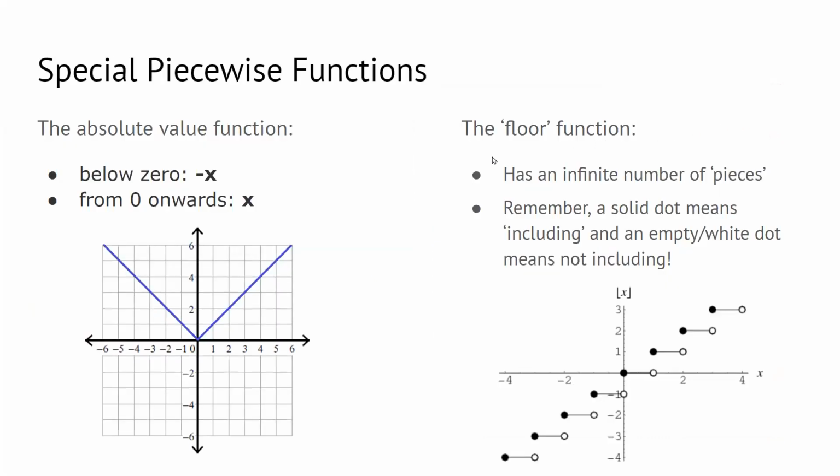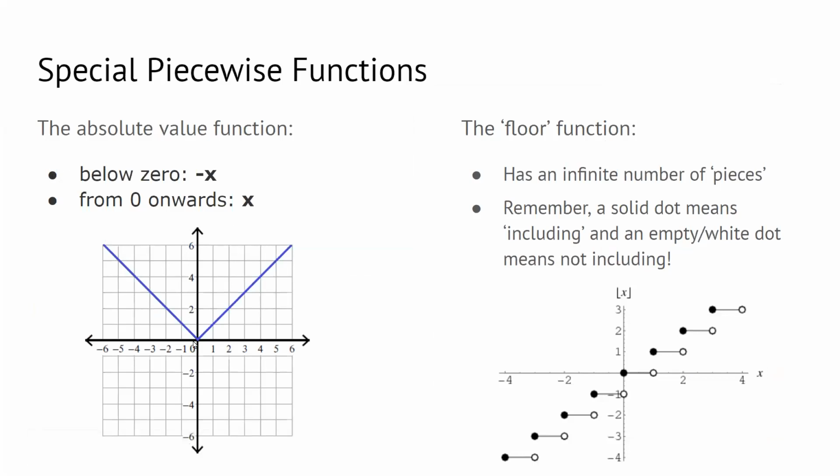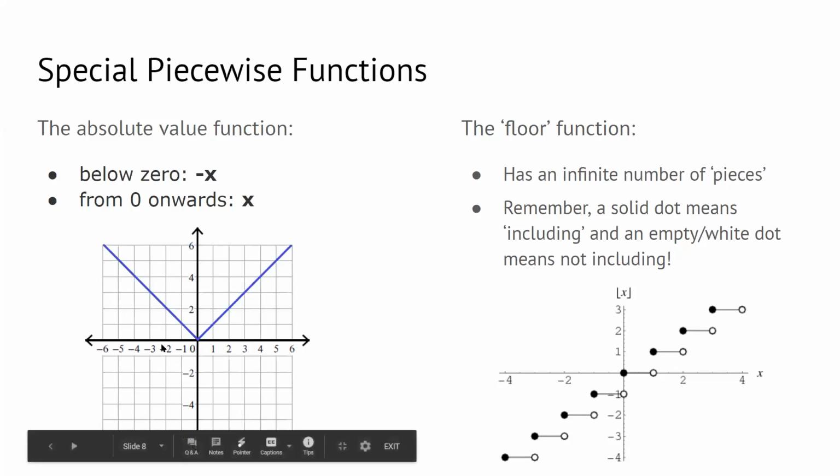Okay, so let's have some special piecewise functions. Like I said earlier, we actually had a piecewise function that was split into 3, but this is essentially the same function, right? Below 0, where x is less than 0, f of x would be negative x, which flips it and makes it positive. And from 0 onwards, including 0, the value is just itself. So if it's 0, then it's 0, if it's 1, it's 1, and so on, just like a linear function.